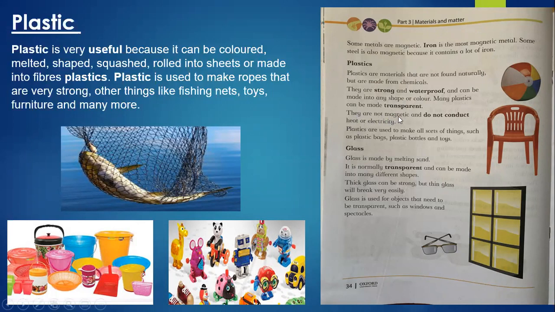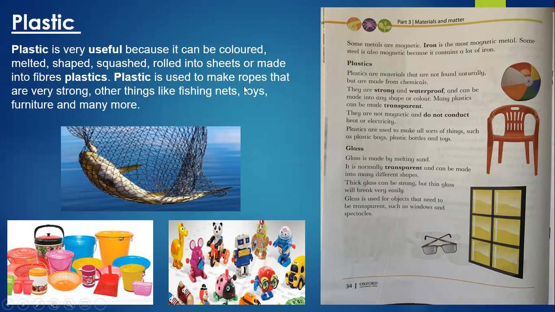They are not magnetic and do not conduct heat or electricity. Understand? Plastic does not conduct heat. Metal conducts heat and electricity, but plastic does not. Plastics are used to make all sorts of things, such as plastic bags, plastic bottles, toys, and even furniture also. Plastic is very useful because it can be colored, melted, shaped, squashed, rolled into sheets, or made into fibers.